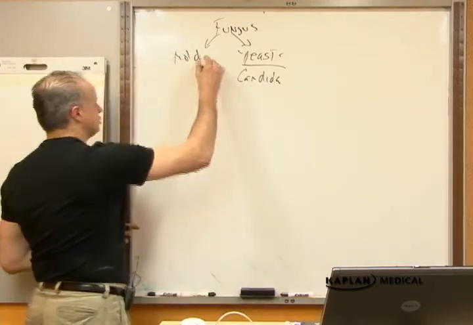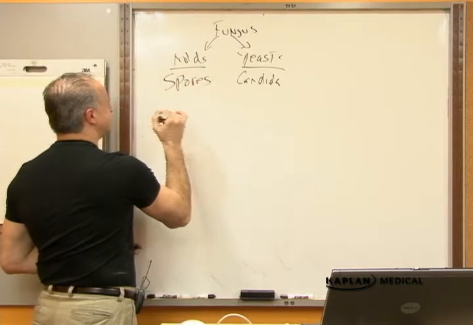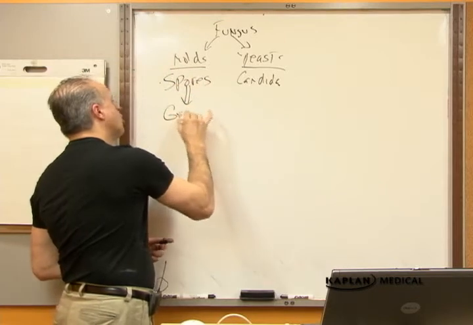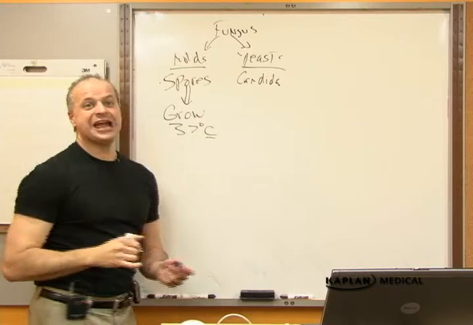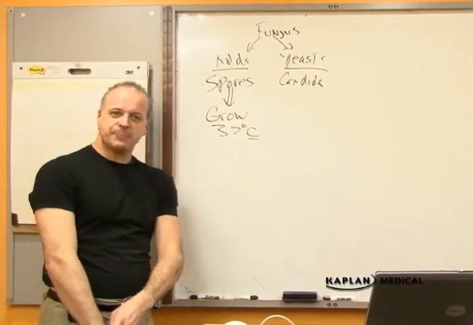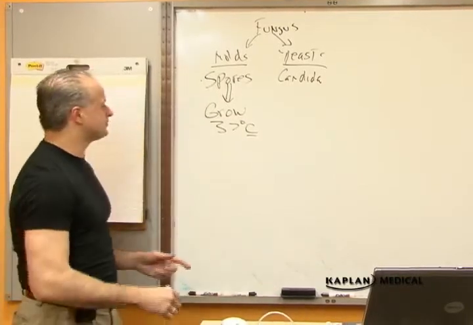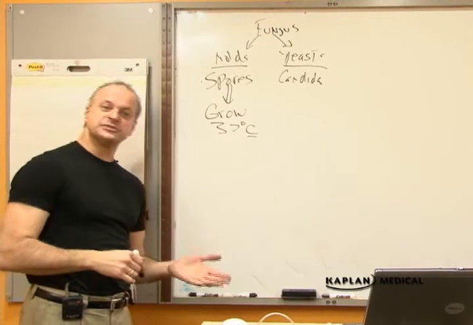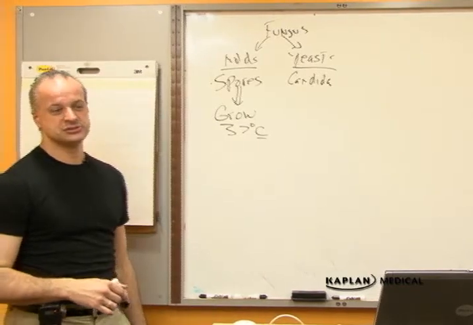Molds, on the other hand, have spores, and those spores can exist in the environment. They germinate and grow at 37 degrees centigrade, which is human body temperature, and they germinate inside of you. In general that doesn't happen because you have an immune system that picks them off. But sometimes, if you're neutropenic, you get aspergillus. Sometimes, if it's overwhelming, histo, blasto, coccidioidomycosis.